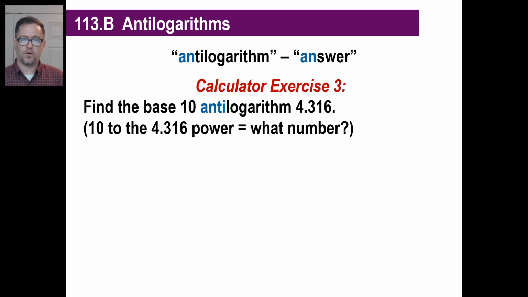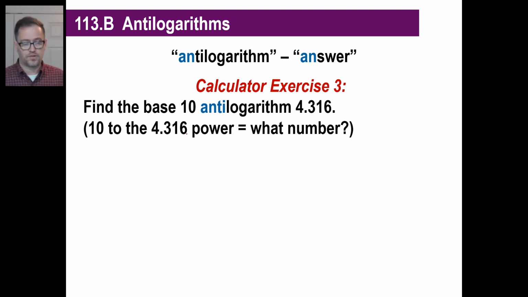Let's do another one, anti-logarithms. Anti-logarithm is the answer. Let's do another calculator exercise. We'll find the base 10 anti-logarithm of 4.316. Even if this is completely crazy to you, keep at it. What you're asking is, 10 to the 4.316 power is what? You should probably know that 10 to the fourth power is 10, 100, 1,000, and 10,000. Now, to the fifth power is 100,000. So something to the 4.316 power is between 10,000 and 100,000, closer to 10,000 than 100,000.